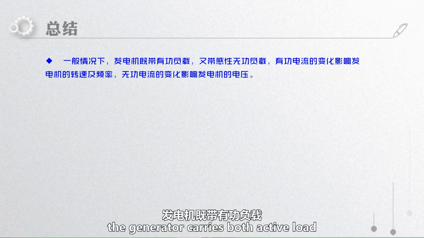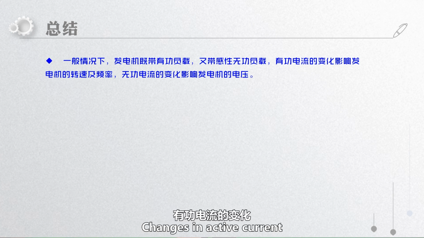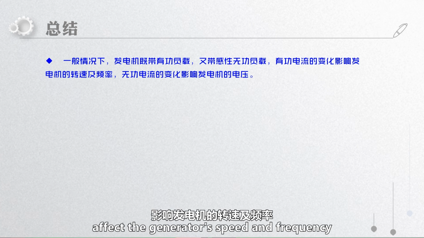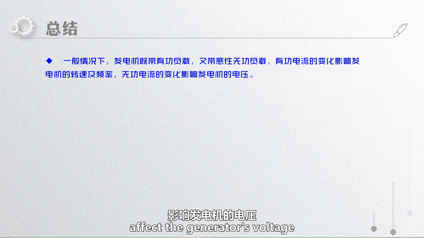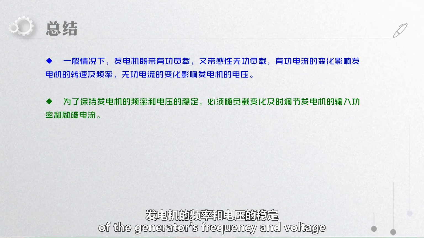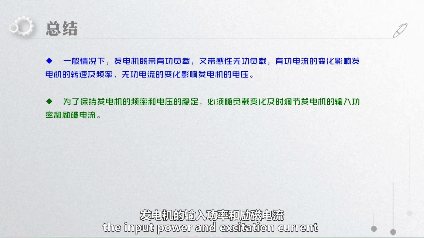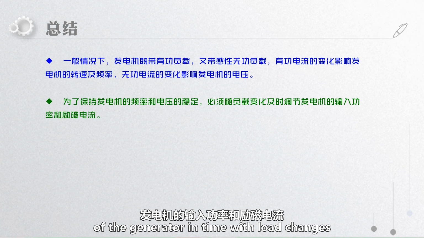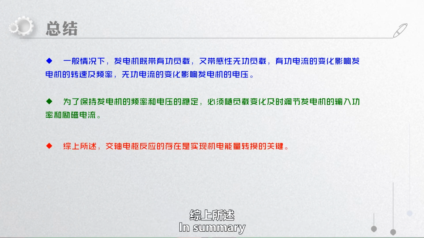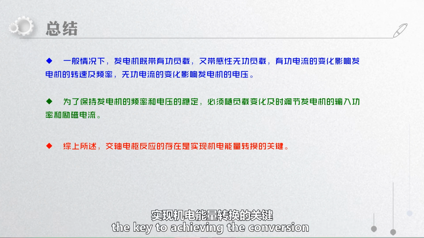Generally, the generator carries both active load and inductive reactive load. Changes in active current affect the generator's speed and frequency. Changes in reactive current affect the generator's voltage. To maintain the stability of the generator's frequency and voltage, it's necessary to adjust the input power and excitation current of the generator in time with load changes. In summary, the existence of quadrature axis armature reaction is the key to achieving the conversion of mechanical energy to electrical energy.